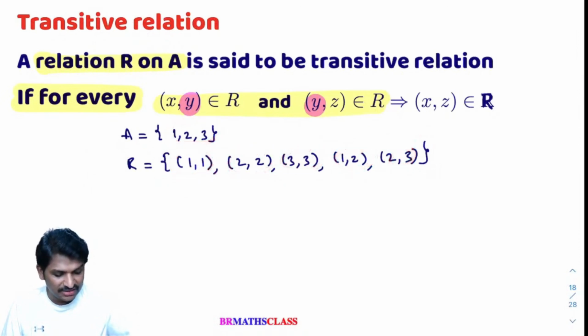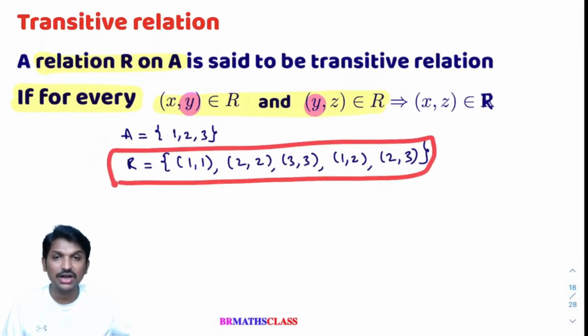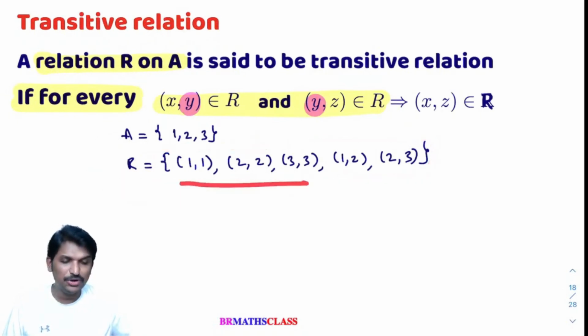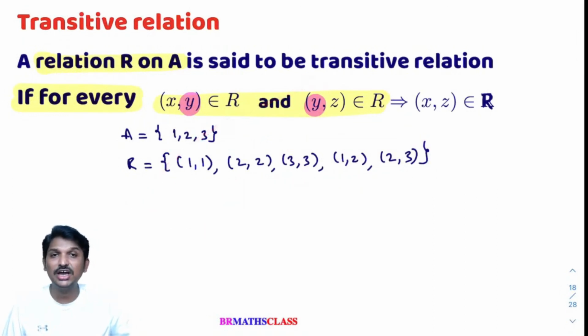So definitely this is a relation on A. No doubt in that. My question is, is this relation transitive or not? Directly I can pick an example. I can say because of this condition, this is not a transitive relation. But generally, how to check a transitive relation? To avoid unnecessary confusion, how to check it?